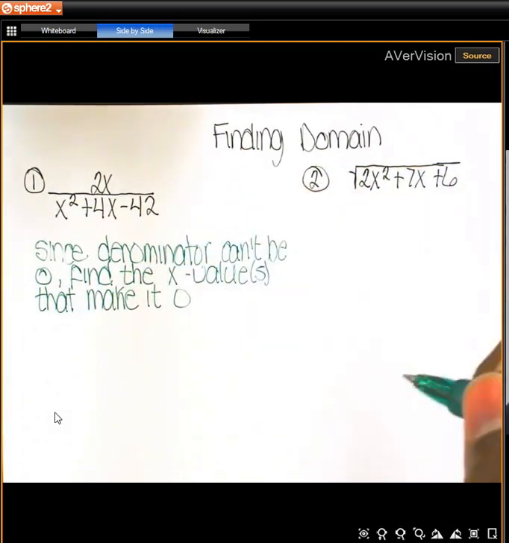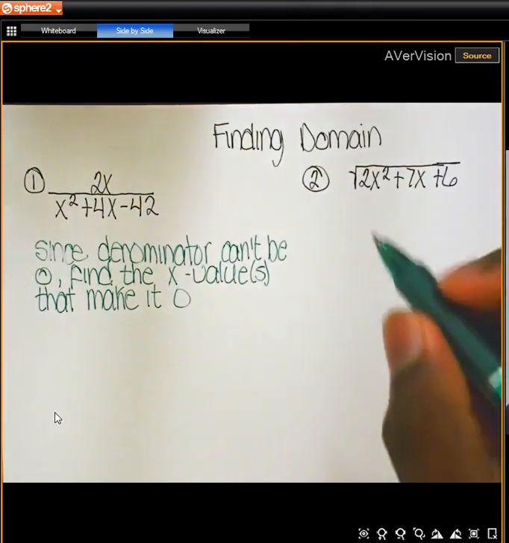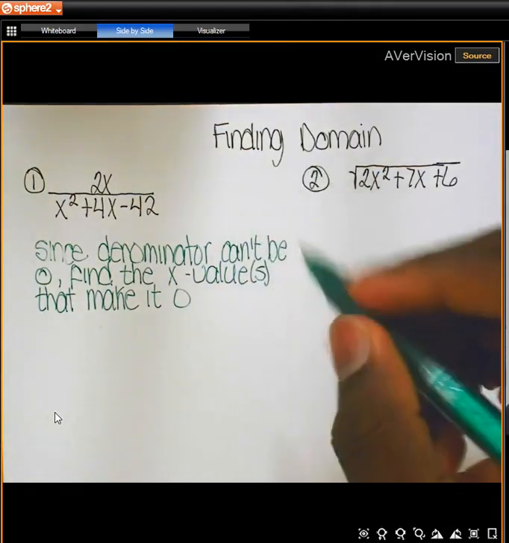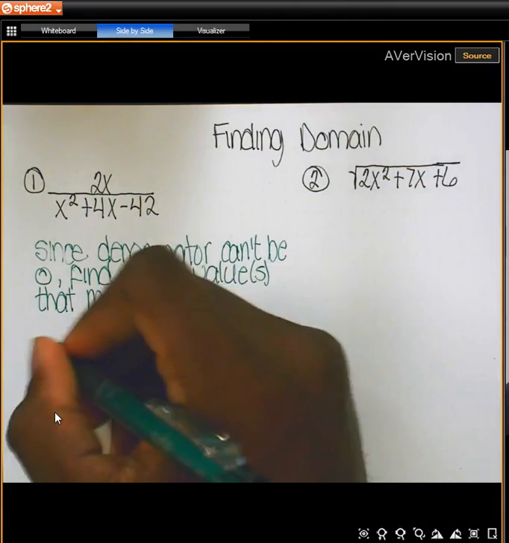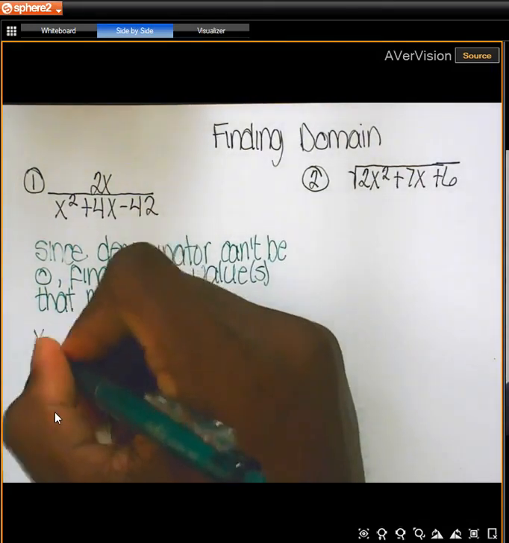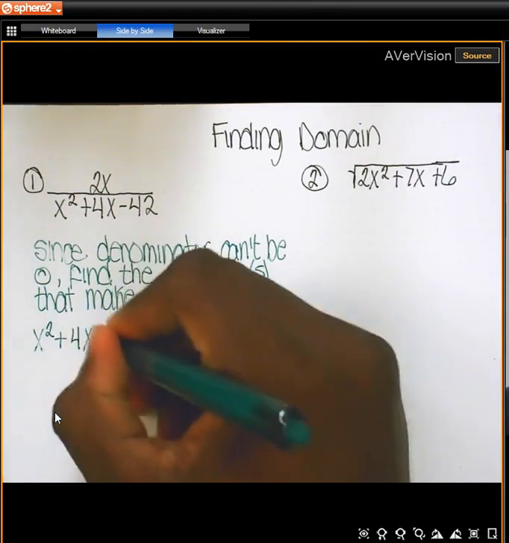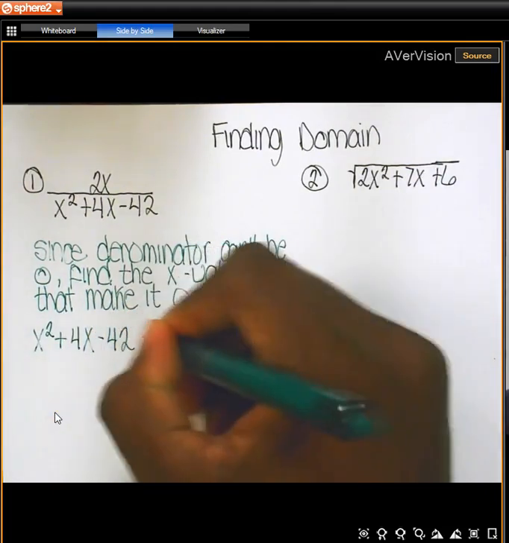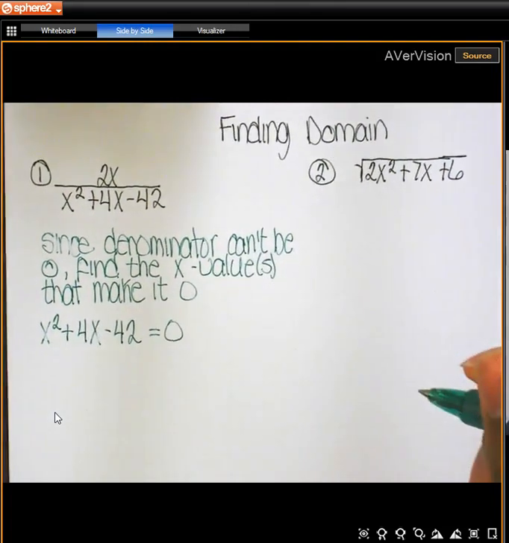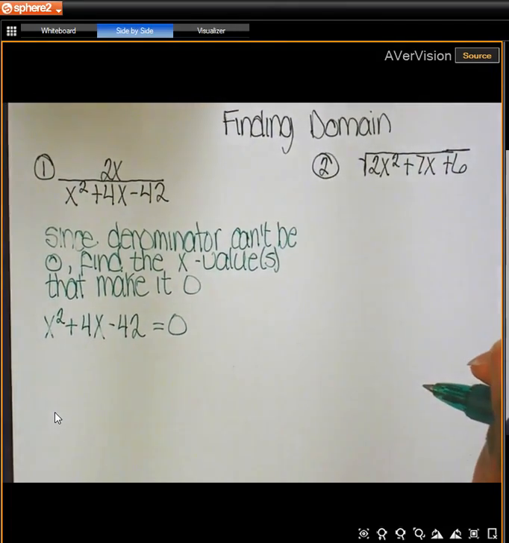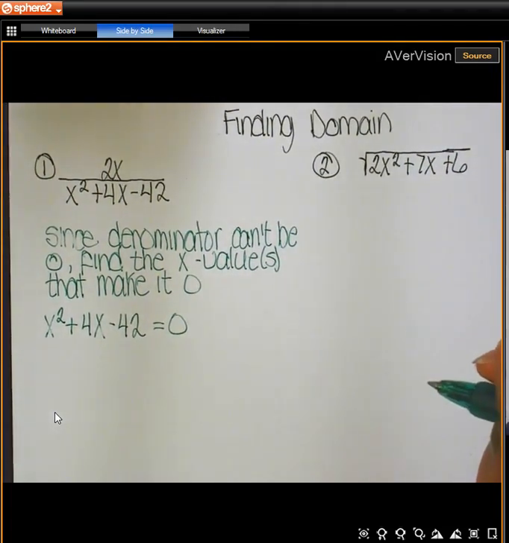So since the denominator can't equal 0, we need to find what x values make it equal to 0. And to do that, we have to set the denominator equal to 0. So what x values make this equal to 0?